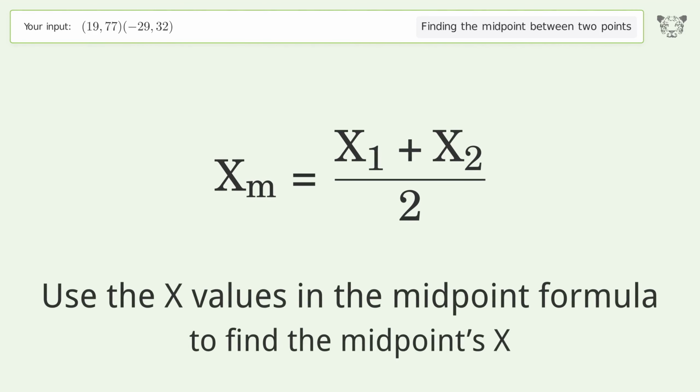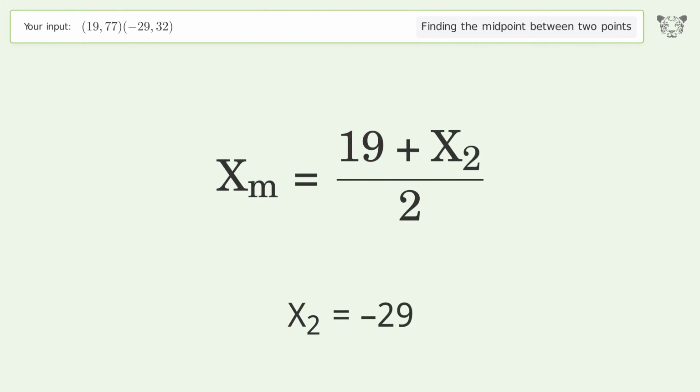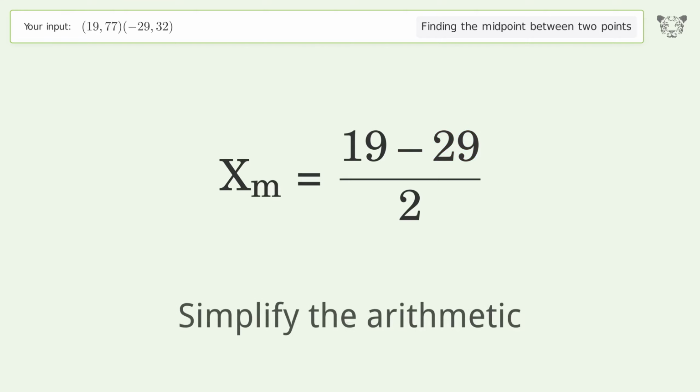Use the x values in the midpoint formula to find the midpoints x. x1 equals 19. x2 equals -29. Simplify the arithmetic.